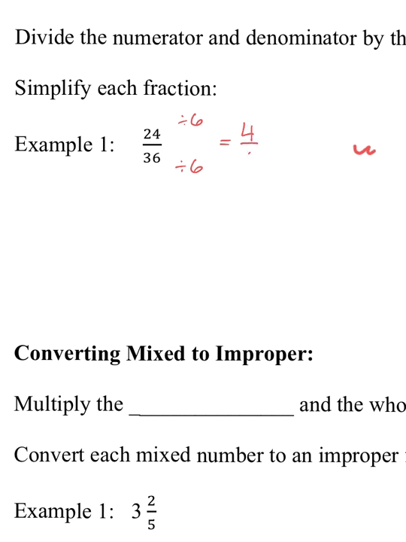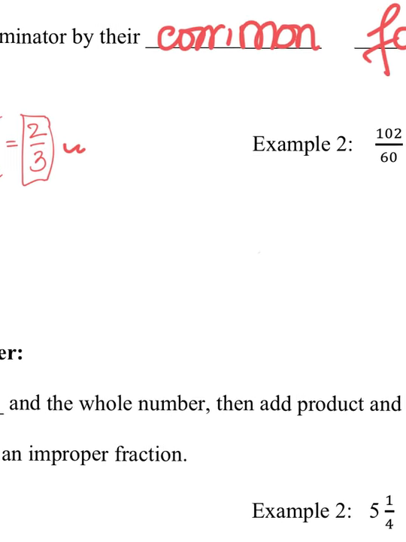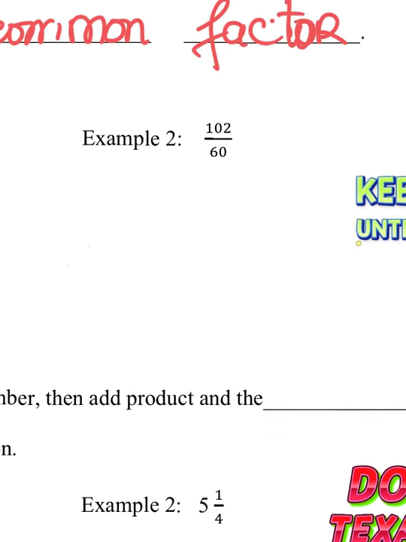6. Whoa, we still can do it more, right? This 4 over 6 can be divisible by 2. So we have 2/3. So that is my final answer. Simplify 24 over 36. Good job. Next one.